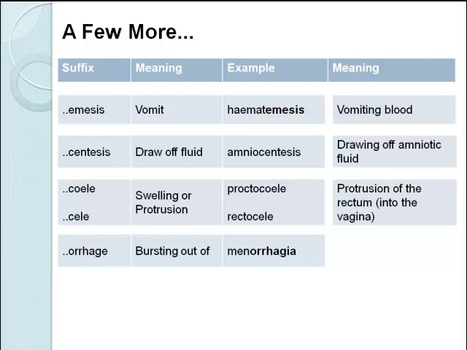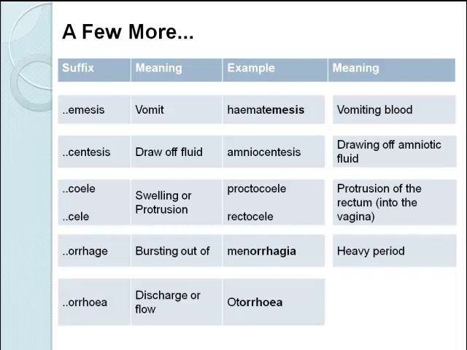Rhage means bursting out of. So menorrhage or menorrhagia would be bursting out of menses, and menses is the term for the period. So this is otherwise known as a heavy period, menorrhagia. Rrhea is discharge or flow. Otorrhea, ot is ear, rrhea is discharge or flow, so we have a discharge from the ear. And at the very beginning of the course we broke down the word diarrhea, which you may remember means through flow.